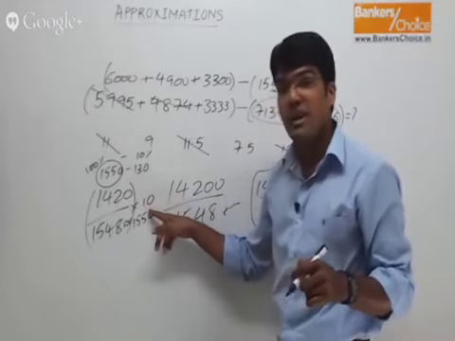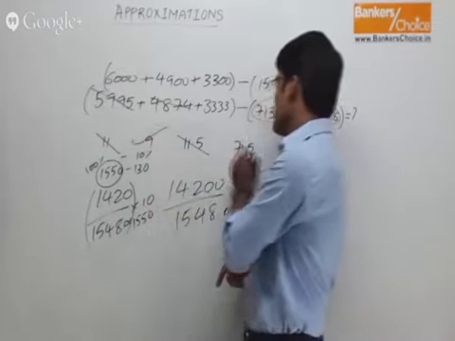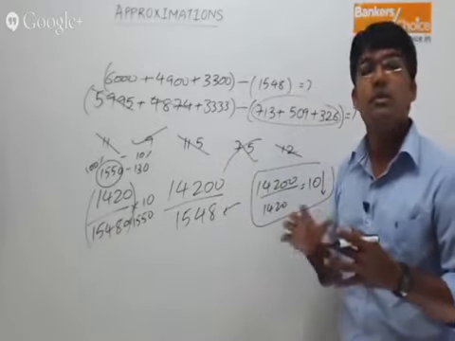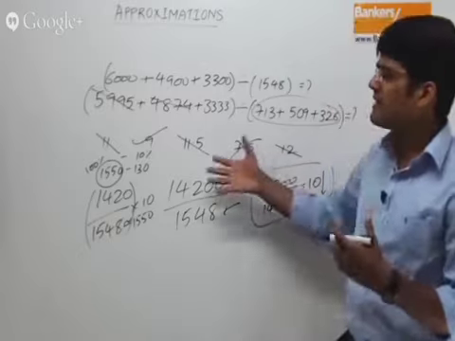0.9 into 10 will give you 9. So your answer here is 9. It cannot be 7.5. So this is how you can do such calculations. This is how you can go for approximation when it comes to this kind of a division.